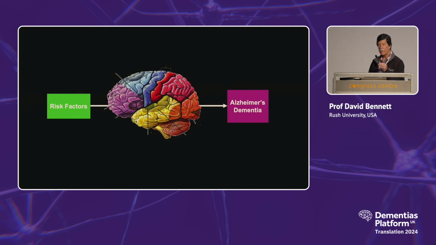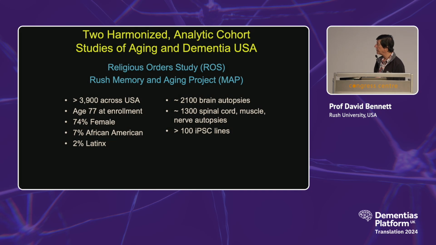There are a few sites in Illinois, in and around Chicago, including Wisconsin and Indiana, where we bring the bodies in and we do the autopsies ourselves. The other study is in Cook and Kane counties in northeast Illinois. Age 77 at enrollment, three-quarters women, about 7% African American, 2% Latinx. We've got about 2,100 autopsies, 1,300 spinal cord, muscle, and nerves.